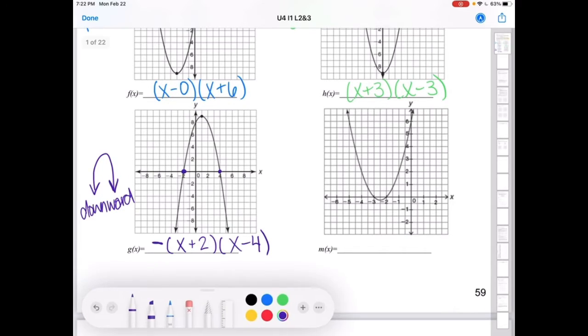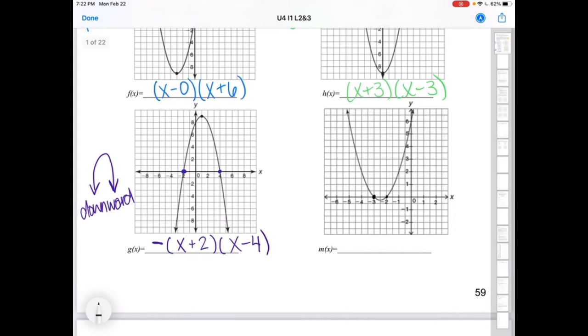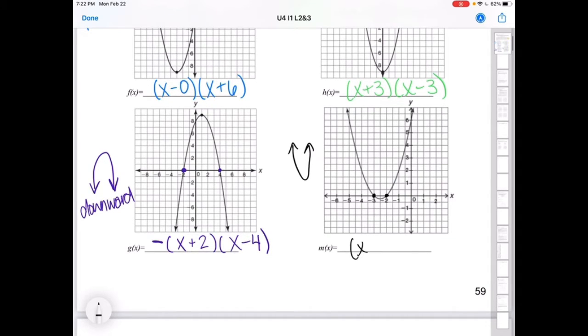And lastly, we have -3 and -2. And we know that this is upward concavity. So we're going to have x plus 3 times x plus 2. And that should be our graph.